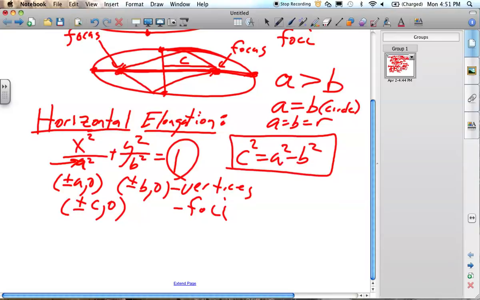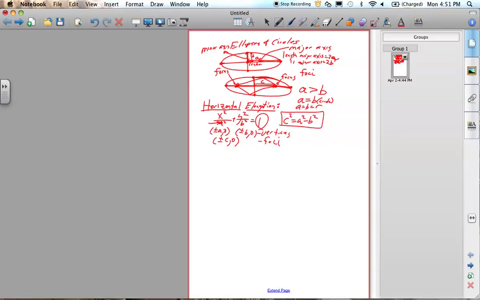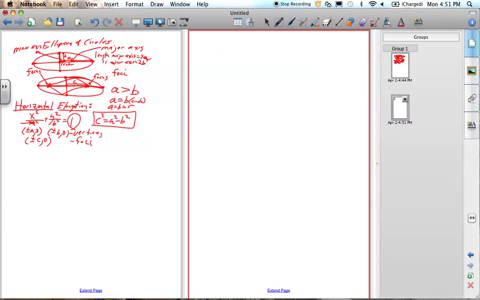This is very important to know. And this does come from the Pythagorean theorem. If you go in and you draw in these things, what you will find is that you do have some right triangles, but I'm not going to spend the time to do this for you. Okay, so that's for horizontal elongation.